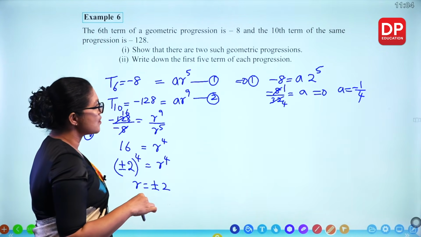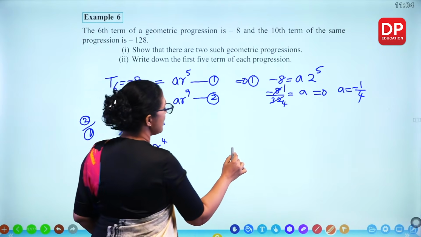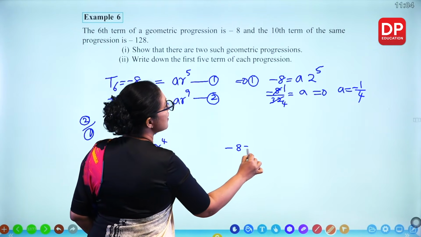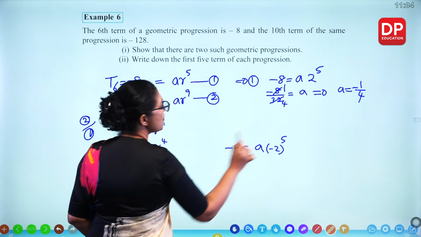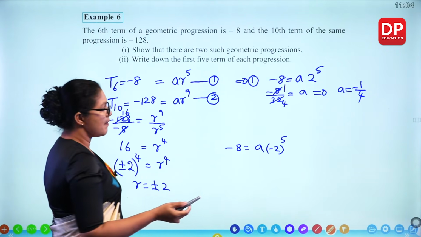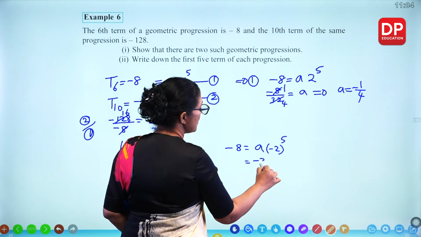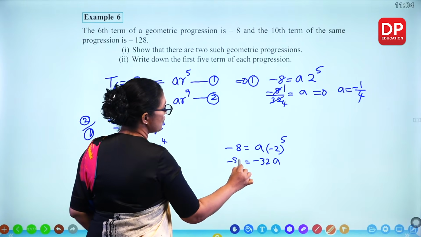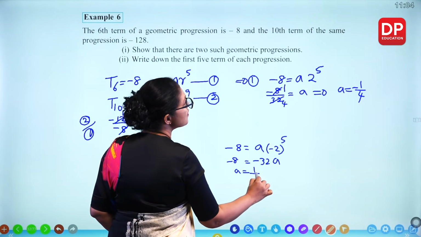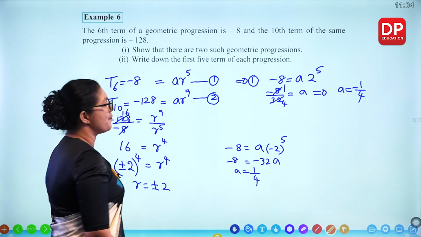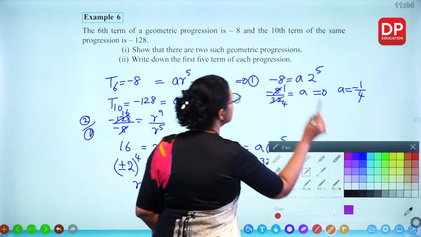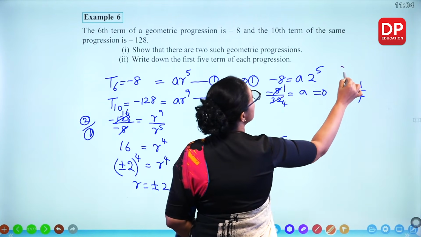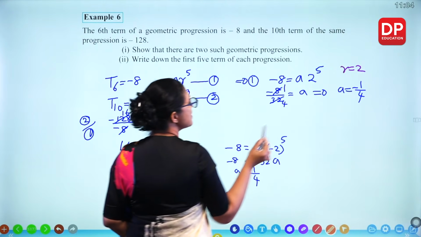Then what's the next one? If it's negative 2 to the power 5, you get a negative answer here. Negative 32. So what's the a value? You get positive 1 over 4. If it's negative values, r is negative 2 and a equals this.